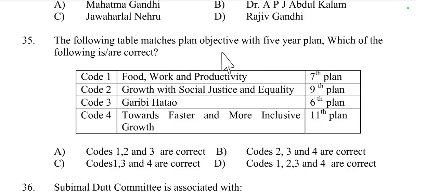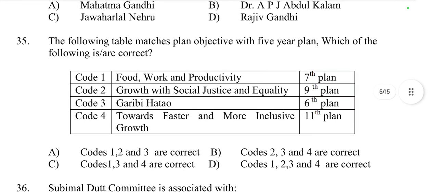Then the question: the following table matches plan objective with five-year plan. Which of the following is or are correct? First, food, work and productivity was the objective of the 7th plan. Yes, in the 7th plan, from 1985 to 90, the main objective was food, work and productivity: how to increase productivity and how to provide food for all.